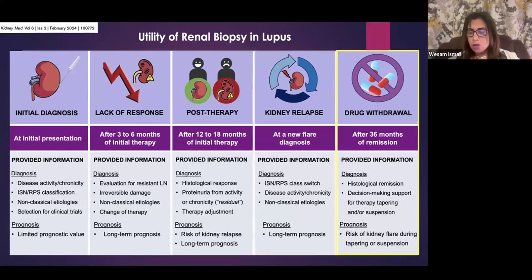And of course, if you want to have drug withdrawal after 36 months of remission, again, do not withdraw the immunosuppression without a biopsy, because you need to have a complete histological remission. The biopsy is going to support your decision for therapy tapering or suspension, and tell you if the patient has a risk of kidney flare during tapering or suspension.